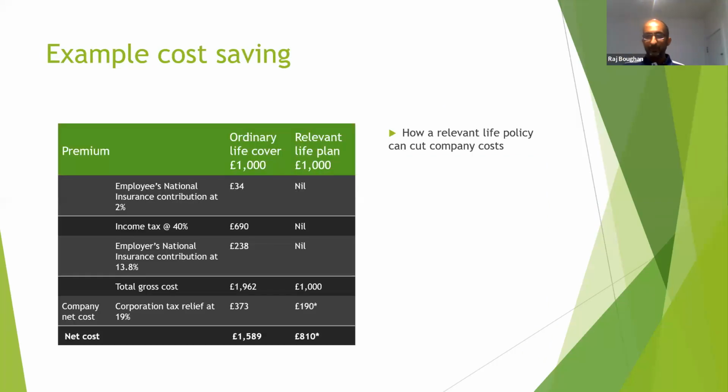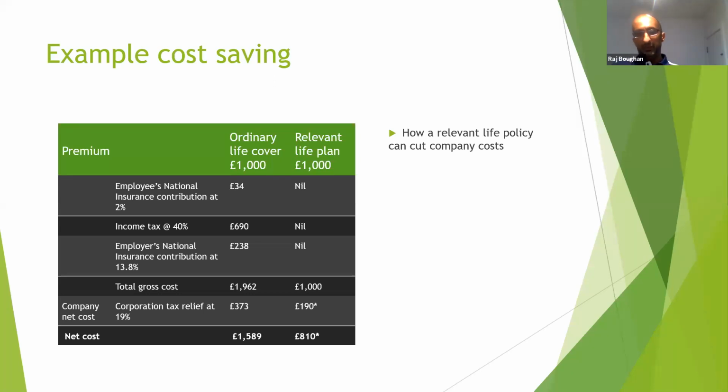How do you save money? Well, let's compare it to a personal policy. We've got two columns there. Ordinary on the left-hand side is personal. We've got the example here of 1,000. Doesn't matter, it's 1,000 a year, 1,000 a month. On the left-hand side, you pay it personally. You're paying all these extra costs: national insurance, income tax, employers' national insurance. So at the end of it, the net cost is £1,589. So you've got to make £1,589. You've got to earn almost an extra 60% of profit or income to pay the £1,000.